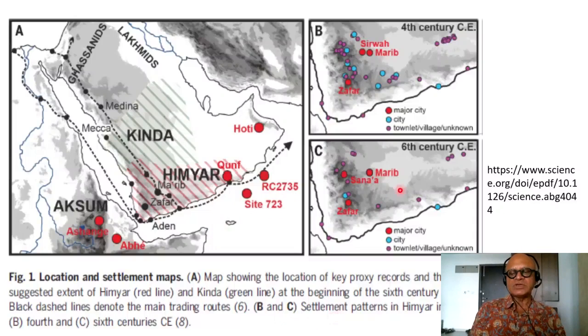Okay, B and C show the settlement patterns in Himyar in the 4th century CE and 6th century CE. You can see the major cities, regular cities or smaller cities, and townlets and villages and unknown settlements. And the change is fairly obvious. In the 4th century CE, there are many more towns and villages here, reduced in number here. These still are there, but here also you can see the number of townlets has decreased in the 6th century. Number of cities, one remains, the other one has disappeared. A new one appears here, and this one is still there.